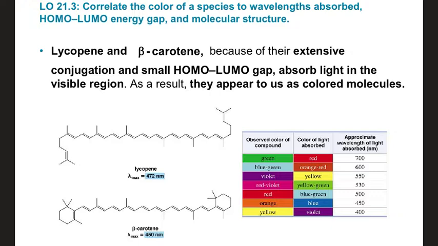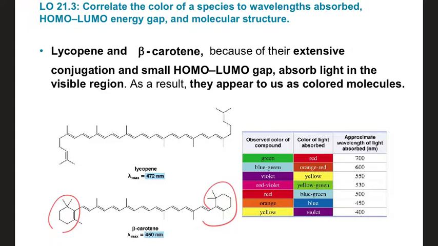We see here lycopene and beta-carotene. Again, the structures are pretty similar except for the ends of them. And you can count them, you see the same number of conjugated double bonds for each. Because of their extensive conjugation and small HOMO to LUMO gap, they absorb light in the visible region. Meaning if they absorb visible light, they're reflecting some of it. Not all of the light is getting reflected off, and it's not passing through it either. They're not transparent like glass.